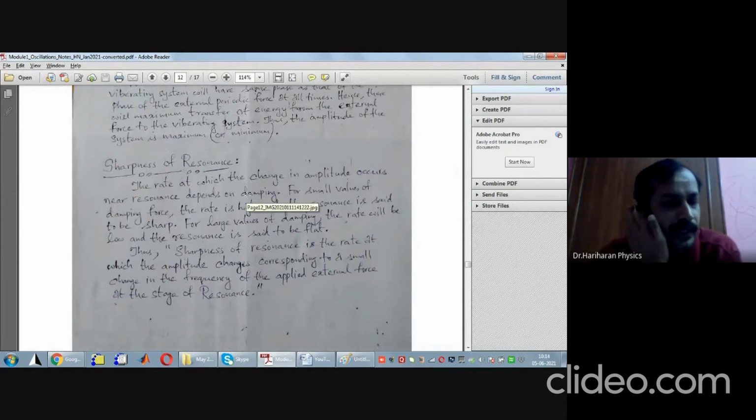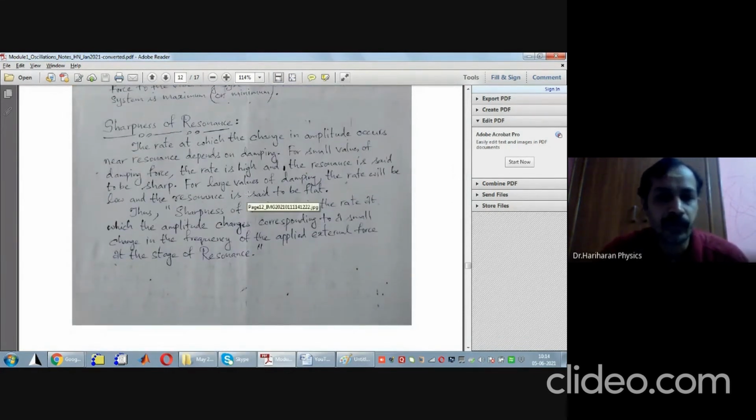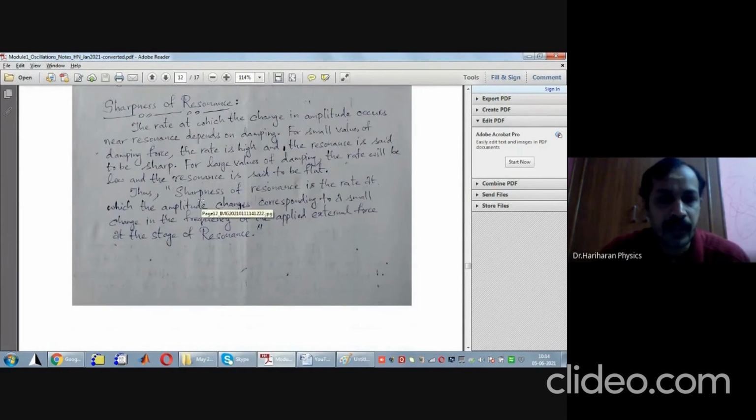Next we'll look at the sharpness of resonance. So what do we mean by sharpness of resonance? Sharpness of resonance tells you how the peak will increase near the resonant frequency.